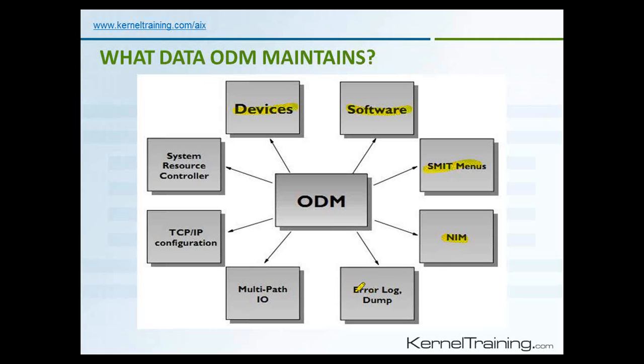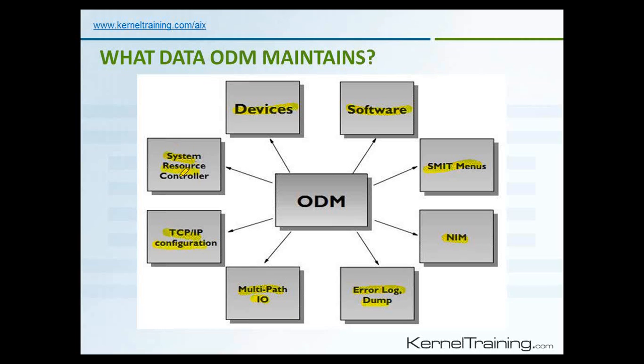Similarly, in ODM, it also maintains the information about error log and dumps. It will keep the information about multipath input-output if we are having this coming from SAN. Also, it will keep information about TCP/IP and the configuration, that is how many Ethernet adapters are there, what IP addresses I have assigned, all that.